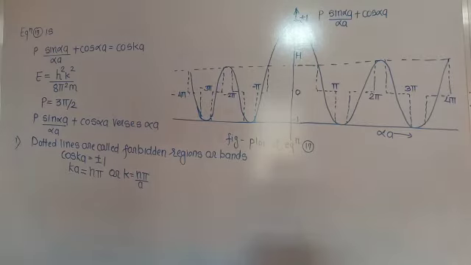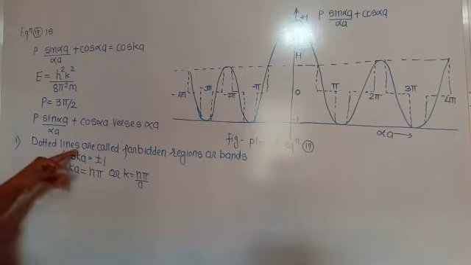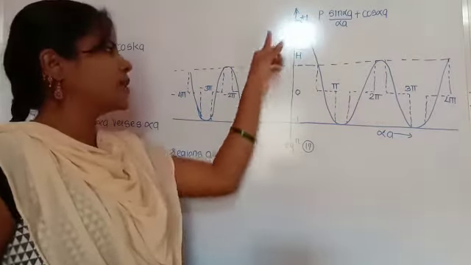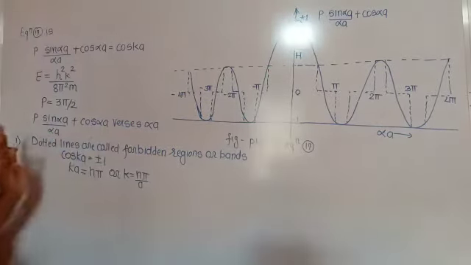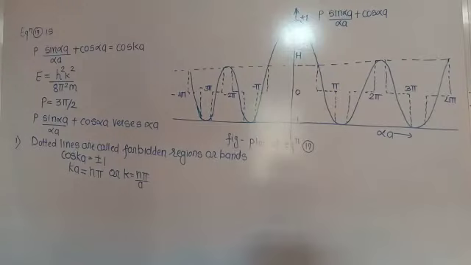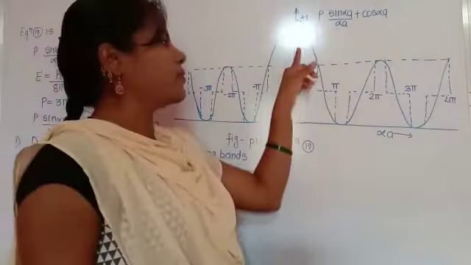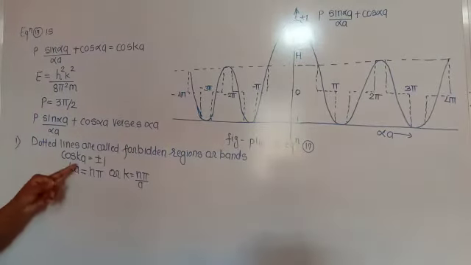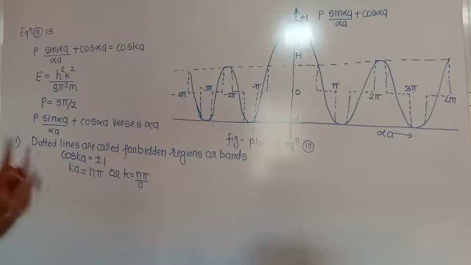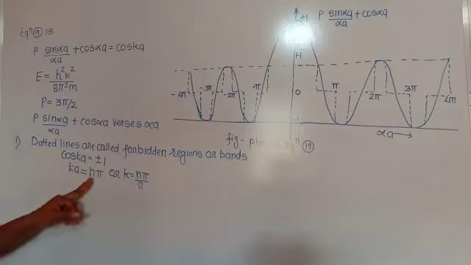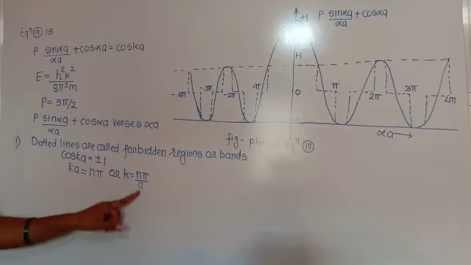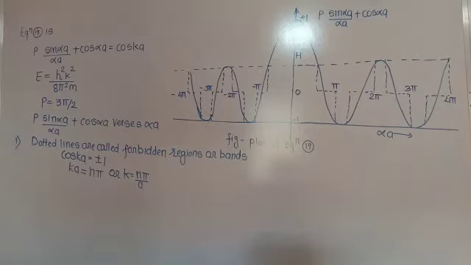From the figure we have derived that the dotted lines are called the forbidden regions and the thick lines are called the allowed energy bands, and the boundaries of the allowed energy bands lie between plus 1 and minus 1. Since cos Ka is equal to plus 1 and minus 1, we can write Ka is equal to n pi, or K is equal to n pi by a. So this is the first conclusion. Then the second conclusion.